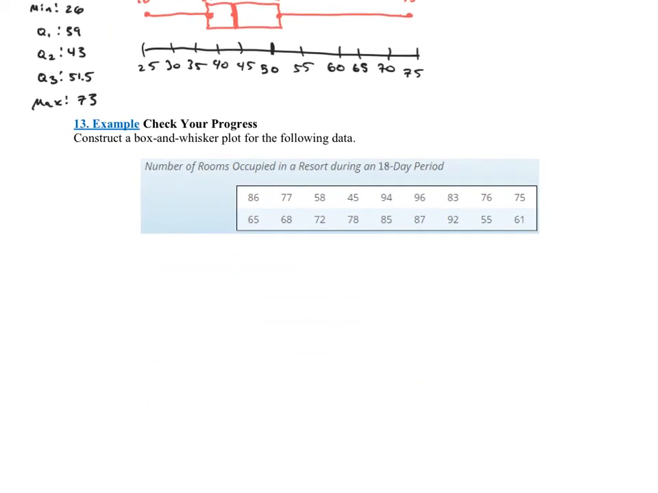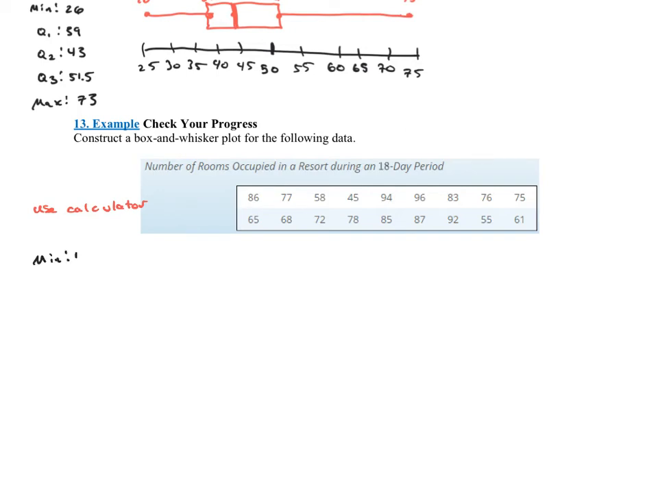Example 13 says construct a box and whisker plot for the following data. Again, if it wants a box and whisker plot, we need to know min, Q1, Q2, Q3, and the maximum. This is a new data set, so I want you to go ahead and use your calculator. So let's just use our calculator. Put that data into the data set. Do second trace, data, 1-Var Stats. Make sure it's on L1, the word 1, calculate. Scroll down and write down that min, max, Q1, Q2, Q3.